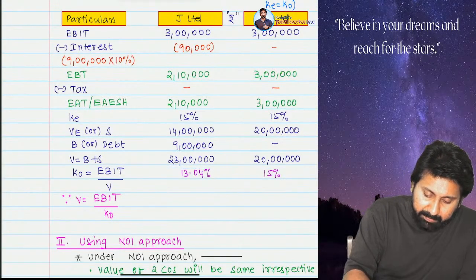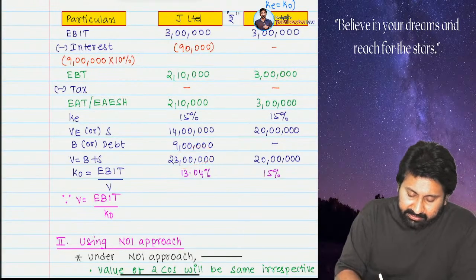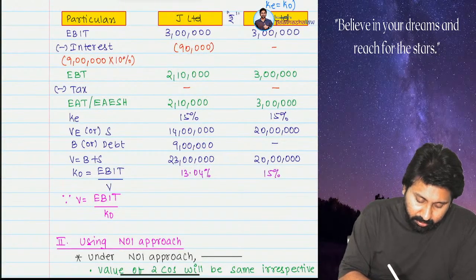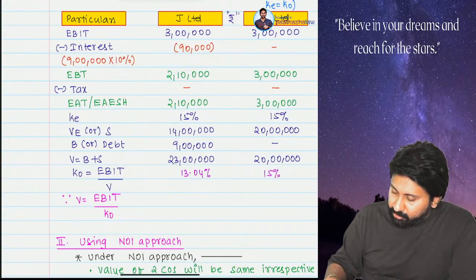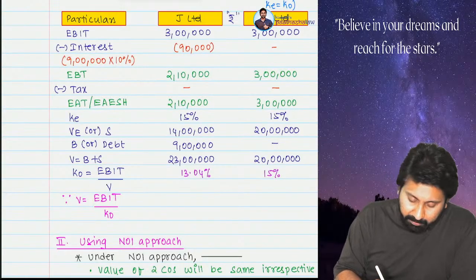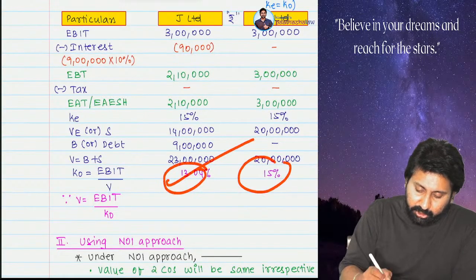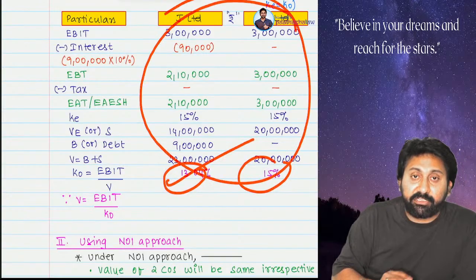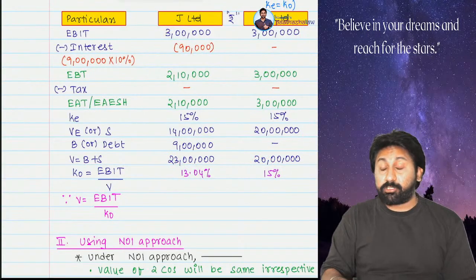V equal to B plus S. How much? 23 lakh. Okay. EBIT 3 lakh. So 3 lakh divided by 23 lakh. How much? 13.04%. This is calculated under which model? Net income approach.